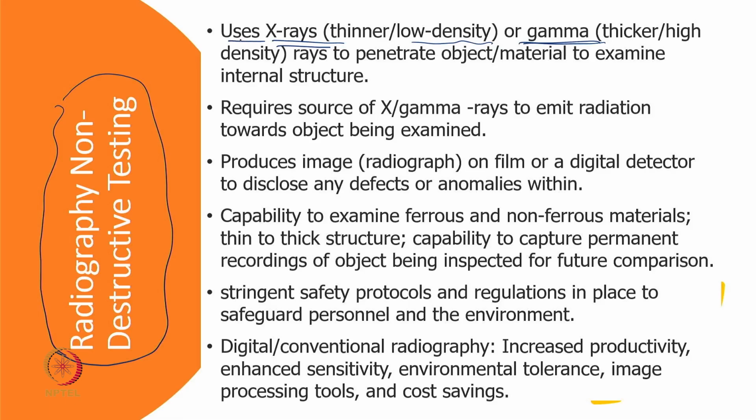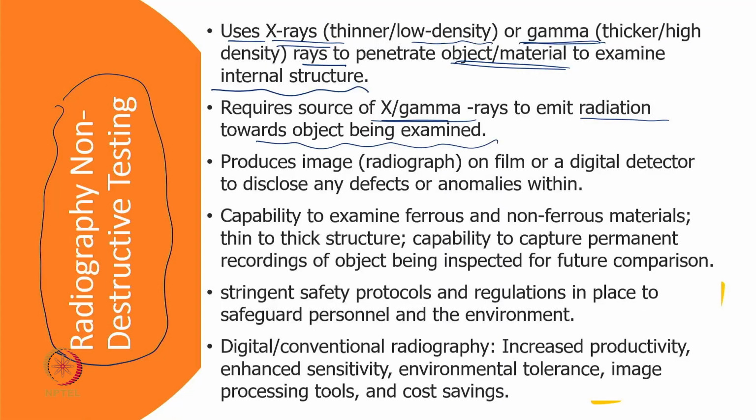It uses X-rays or gamma rays to penetrate an object or material to examine the internal structure. So, we do not go with a surface examination; we want to reproduce what happens inside the body of the structure. It requires sources of X-rays or gamma rays to emit the radiation towards the object being examined, directed at whichever point we want, so that we examine the object in complete volume, not only the surface.